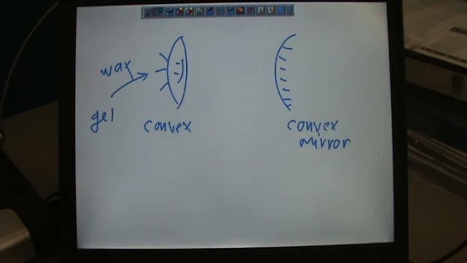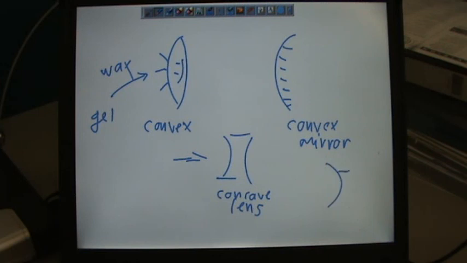So very easy. And the other one is a concave lens. Or you can say that this is a concave mirror. So this is like going into a cave. There's a hole here, there's a hole here, going into the cave.